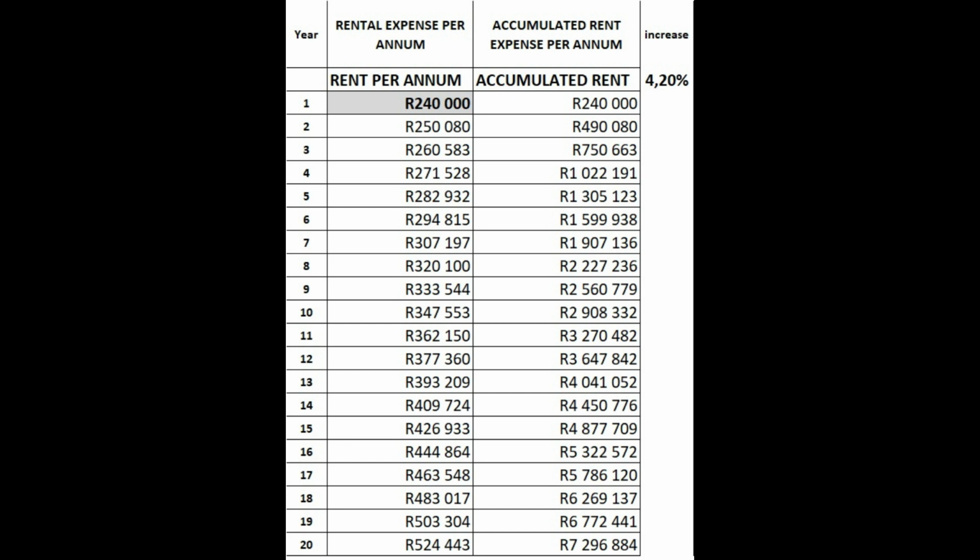In the rental scenario, you will pay 20,000 Rand per month, which is 240,000 Rand per annum. And as you can see on the left here, the rent increases every year. By year 5, you'll pay 282,000 rent and so forth. On the right-hand side, you can see the accumulation of rent that you've paid over time. After 10 years, for example, you've paid 2.9 million Rand in rent, and after 20 years, 7.2 million, focusing in this case up until 20 years.